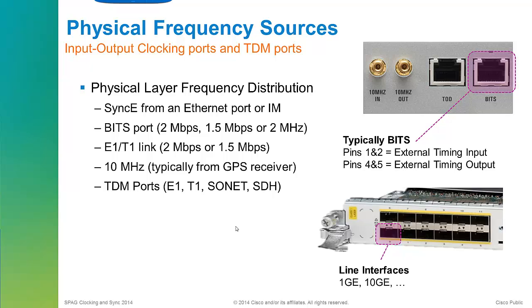You can take it in from Synchronous Ethernet. I show a picture there of an SFP cage. But 1 gig E, 10 gig E, you can take in Synchronous Ethernet. Also, there's ways of taking it from GPS receivers, like a 10 megahertz signal, which again has a plug on the interface here for output from a GPS receiver. And as well as the E1, T1 ports, you also have optical ports like SONET and SDH, which can give you frequency reference.